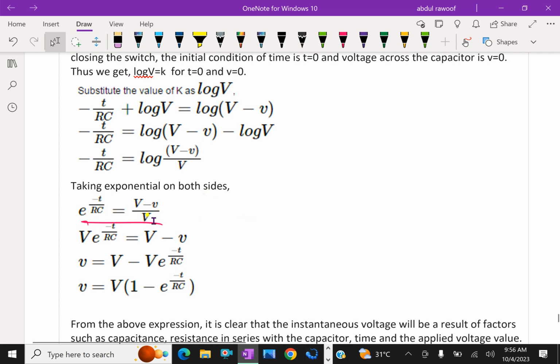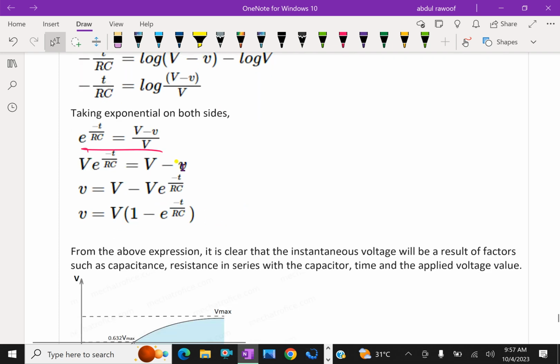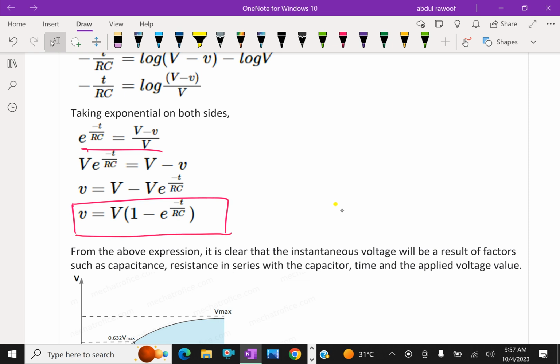By rearranging, that is by cross multiplying, V into e power minus t over RC equals V minus v. From this, v equals V minus V into e power minus t over RC. Taking V common on both sides, you will get v equals V into (1 minus e power minus t over RC), which is the voltage equation when charging. It gives the instantaneous voltage at any time. If you put the time here, we get the instantaneous voltage. This V is your full supply voltage.